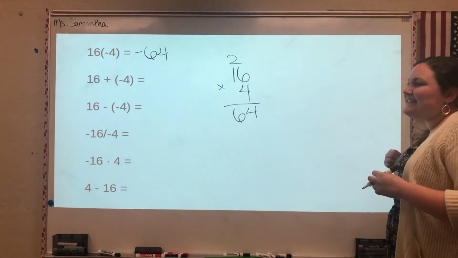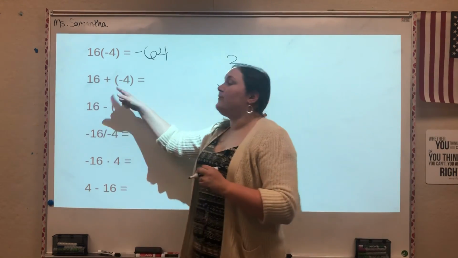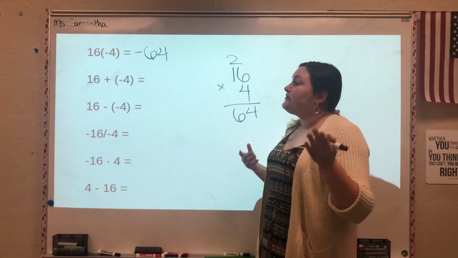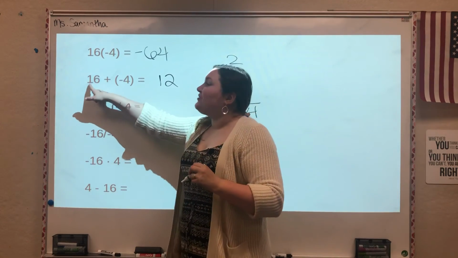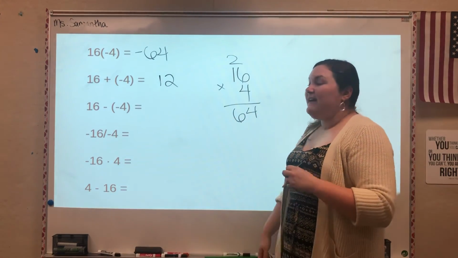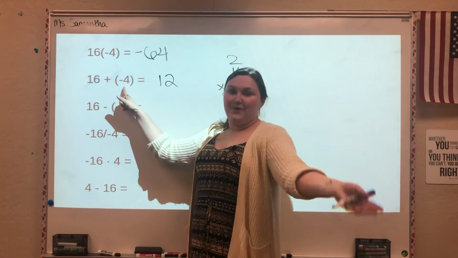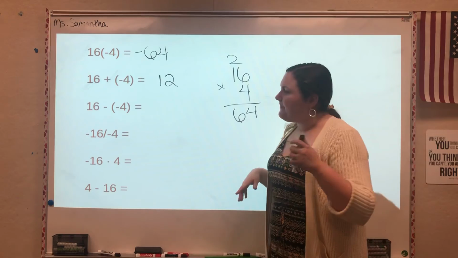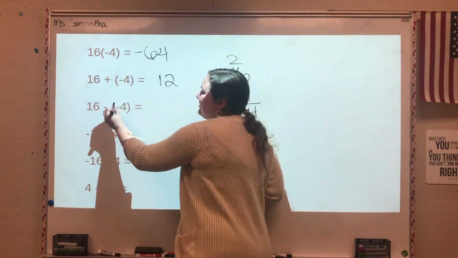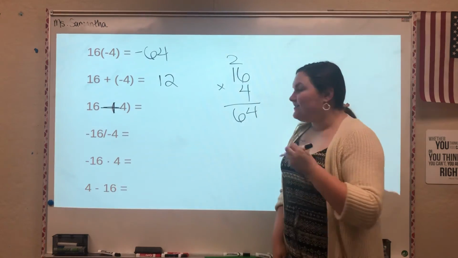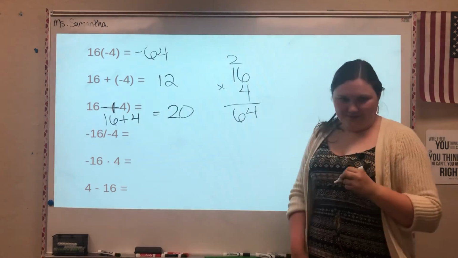The next one says 16 plus negative 4. If I look, the 16 is positive, the 4 is negative. They're different signs, so we want to subtract, which would give us 12. And since my larger number is positive, my answer should be positive. If you're thinking about money, this is like I have $16, I owe 4, so that leaves me with 12. This next one, we're subtracting a negative again, which we had seen in those earlier ones, becomes addition. So we're left with 16 plus 4, which you guys know is 20.